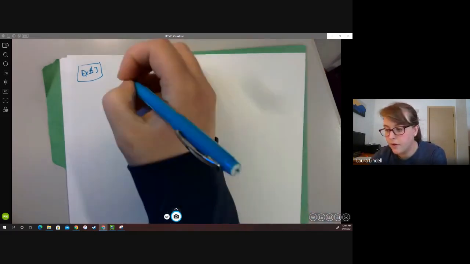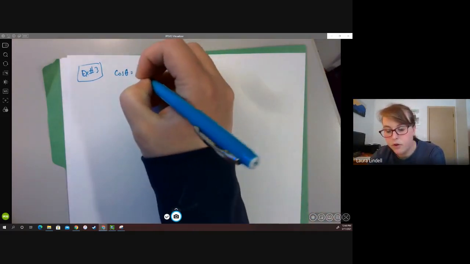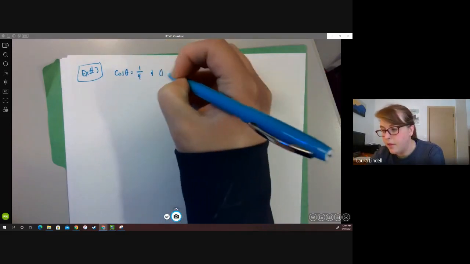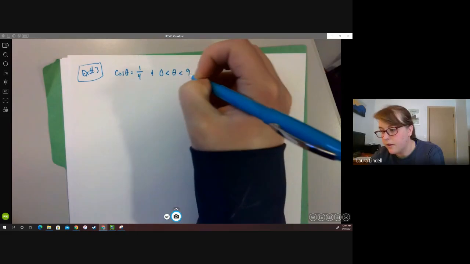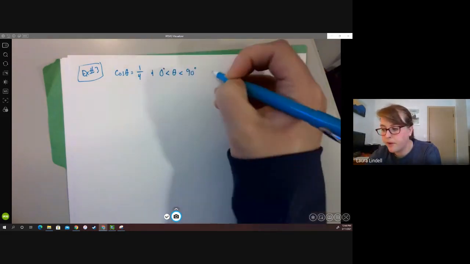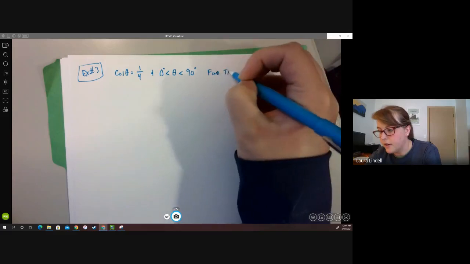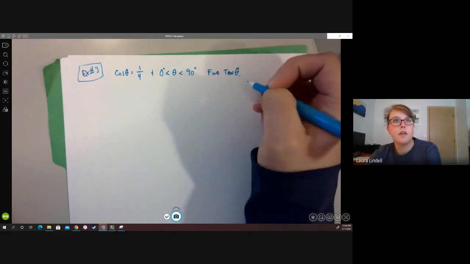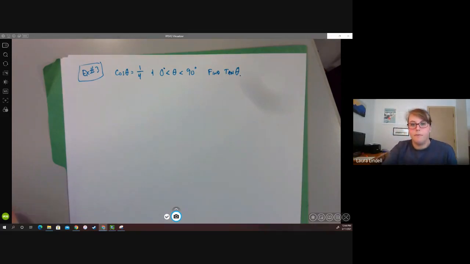Okay, so for this one, we're going to be told that cosine is 1/4 and theta is between 0 and 90. So that means it's in the first quadrant. And we want to find tangent theta. So this one doesn't have to use trig identities here. This one's a little bit different in that it's a lot more like what we did back in 4.2, 4.3.